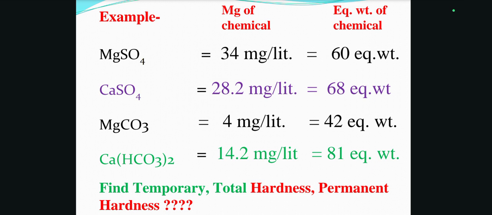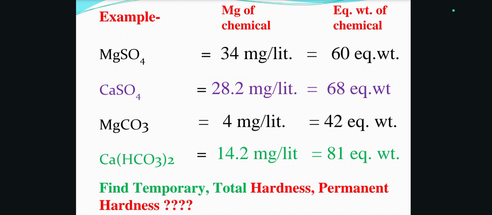In the first group you have to list the temporary hardness causing chemicals, and in the second group the permanent hardness causing chemicals. As you know very well, temporary hardness is because of soluble carbonates and bicarbonates. In the examples you see a carbonate and a bicarbonate. So the last two, magnesium carbonate and calcium bicarbonate, are responsible for temporary hardness, and the first two, magnesium sulfate and calcium sulfate, are responsible for permanent hardness.